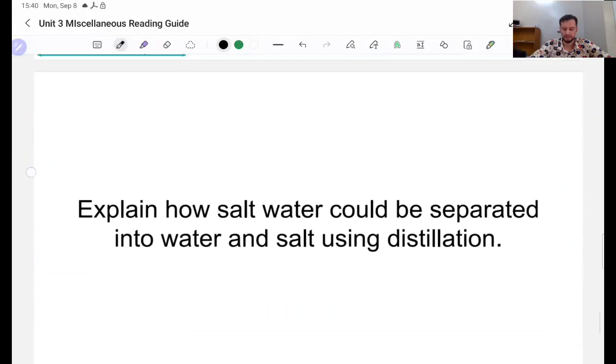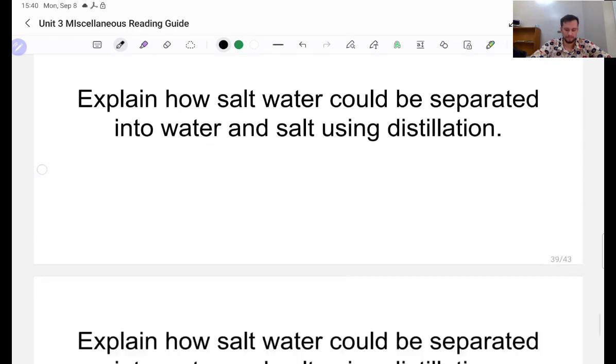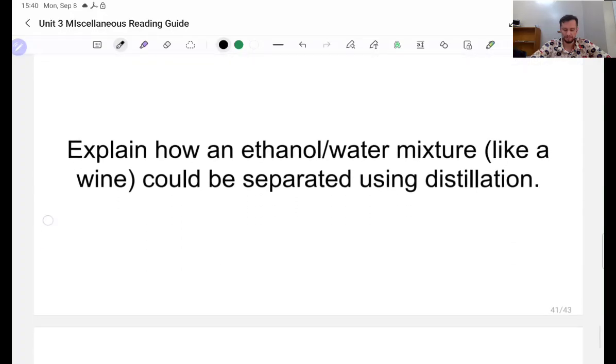And so you should be able to explain, for example, like what I just said, how salt water, the salt and water could be mostly separated using distillation. And understand that the salt is not going to boil until a much, much higher temperature, and so the water can be collected separately.